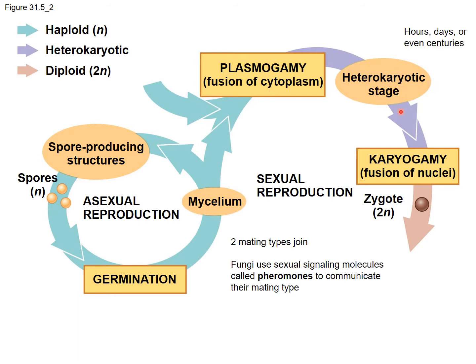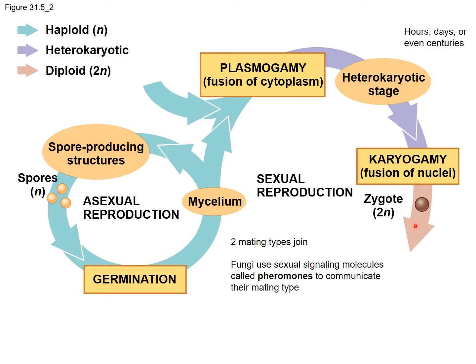So each of these nuclei are going to be haploid, and they're going to stay haploid for an amount of time, right? So this could be hours, even centuries. So this stage can last a very long time. Now, the process of fusion of the nuclei is called karyogamy. Once the nuclei finally fuse, the organism is no longer in the heterokaryotic stage. It now produces what's called a zygote. So now this is the diploid stage.